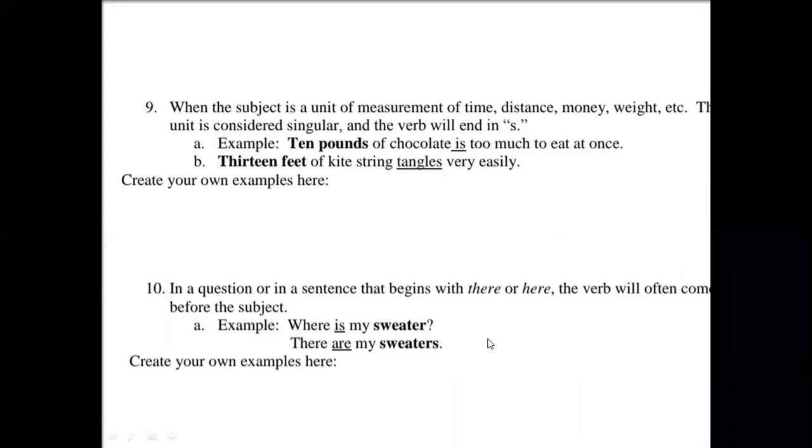The 10th rule which we are going to do is in the question. Okay, in a question or any sentence that begins with there or here, the verb will often come before the subject. We know that because whenever we have done in the tenses that whenever you change a sentence into interrogative, you bring the helping verb in the beginning of the subject. So here the subject is sweater. Okay, and to make it a question, we have brought the helping verb in the beginning of it.